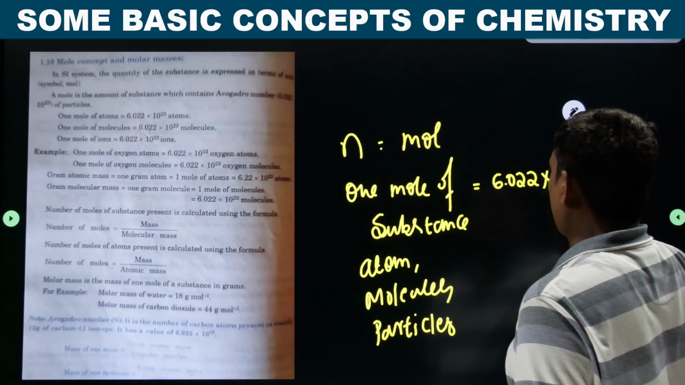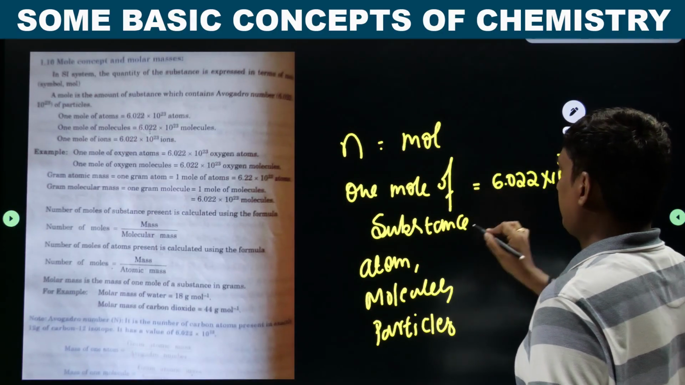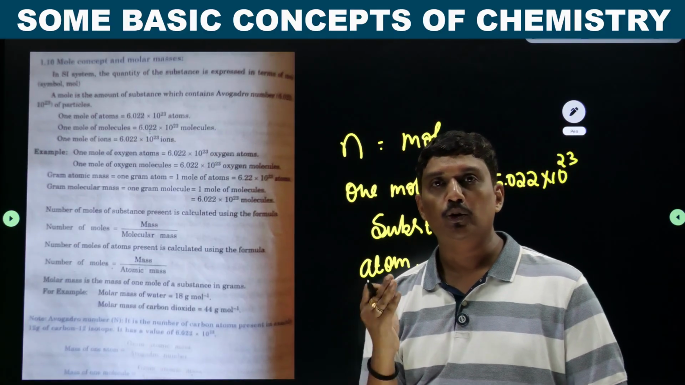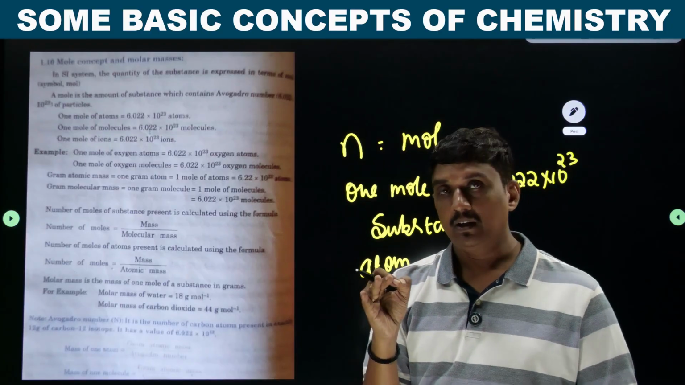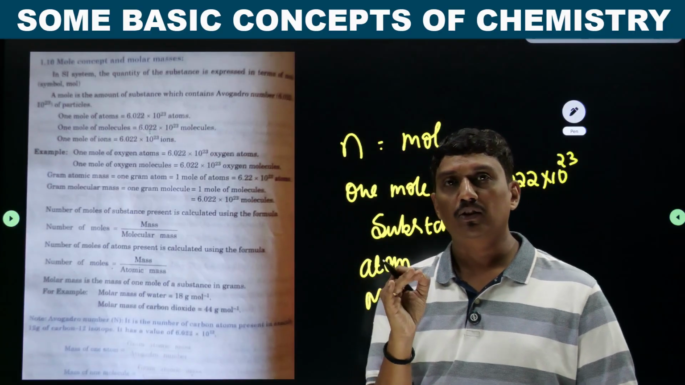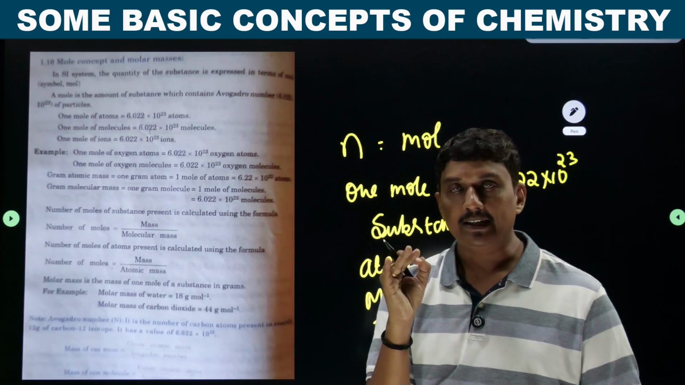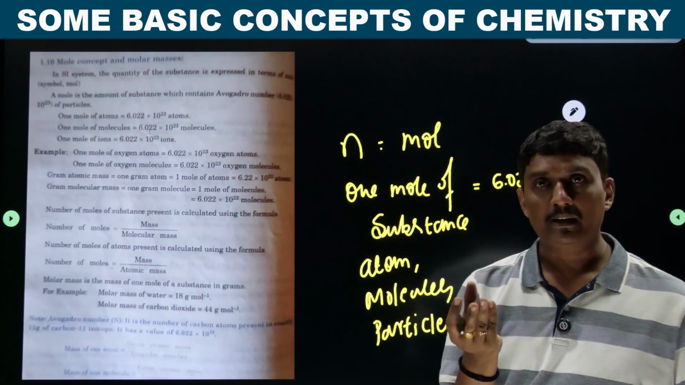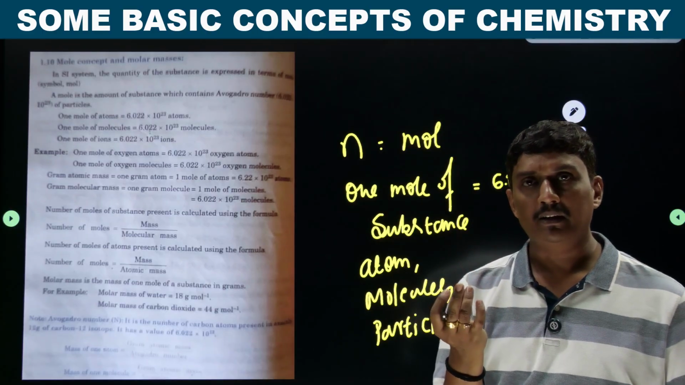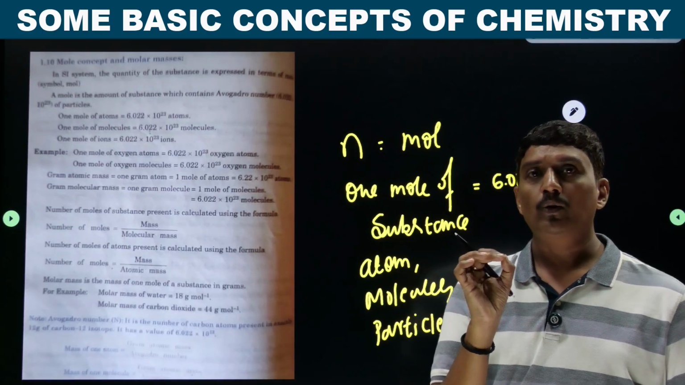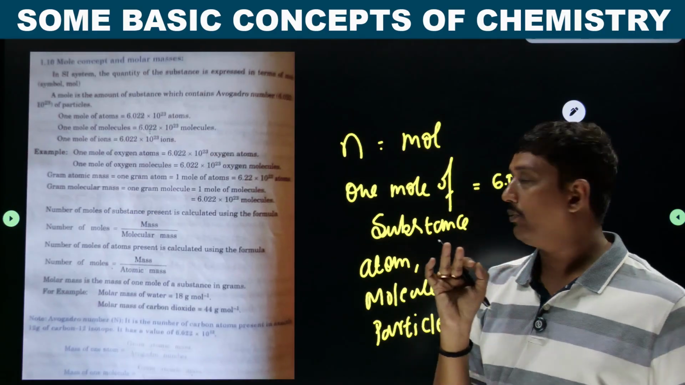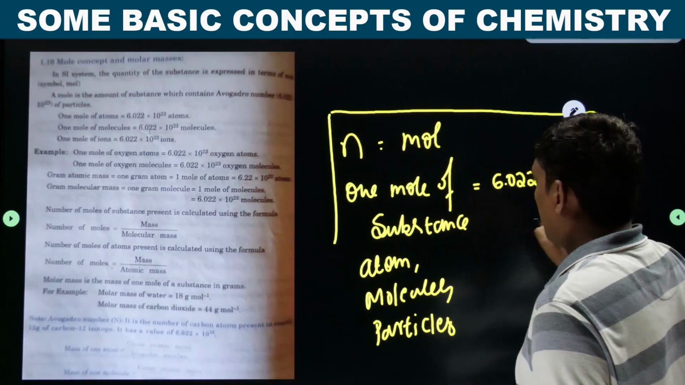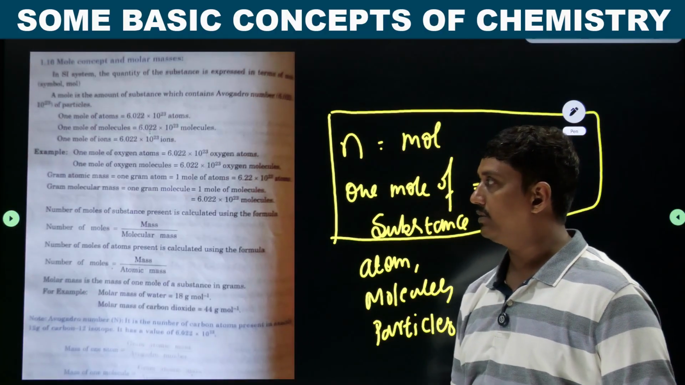1 mole is equal to 6.022 × 10^23 number. If it is an atom, 6.022 × 10^23 atoms. If it is a molecule, 6.022 × 10^23 molecules. If it is a particle, ions, Na+, K+, Cl−, anything, it is equal to 6.022 × 10^23. This is the meaning of a mole of a substance.